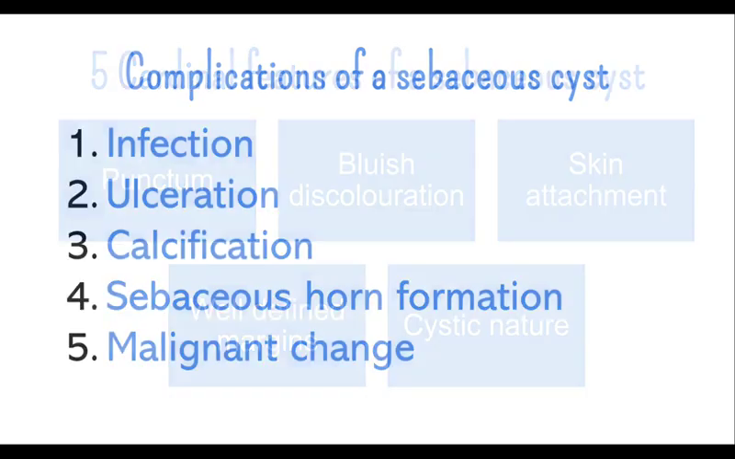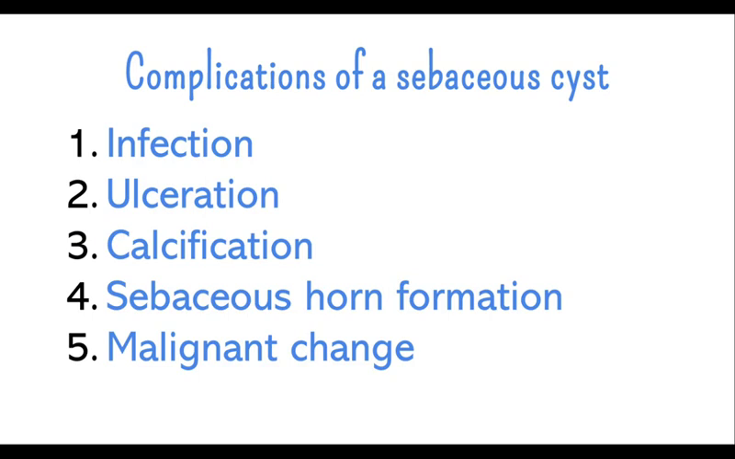Okay. What are the complications of the sebaceous cyst? Infection is the most frequent complication, and in examination there can be associated discharge with the sebaceous cyst. There can be ulceration. There can be calcification, and a calcified sebaceous cyst may feel hard on palpation. There can be sebaceous horn formation, which is the hardening of slowly discharged sebum from a white punctum. And as I told you previously, it can rarely undergo malignant changes.